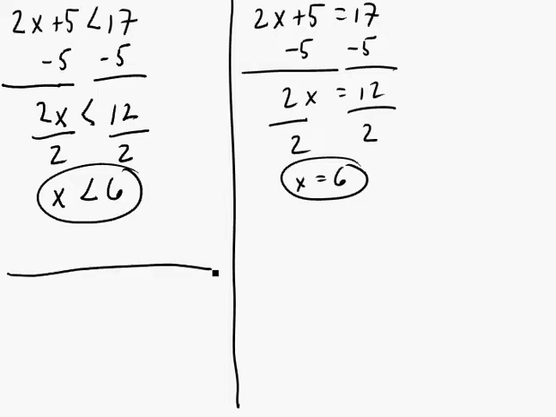And if we were asked to graph our solutions on a number line, we would graph all of the numbers that are to the left of 6, not including 6, so we would put an open circle around the 6 and shade all of the numbers to the left.